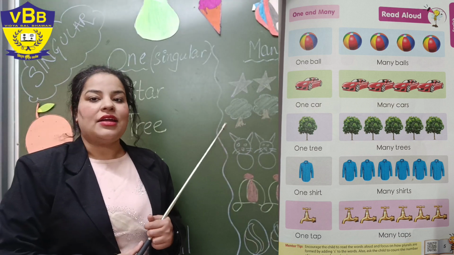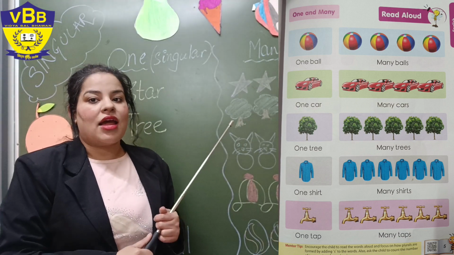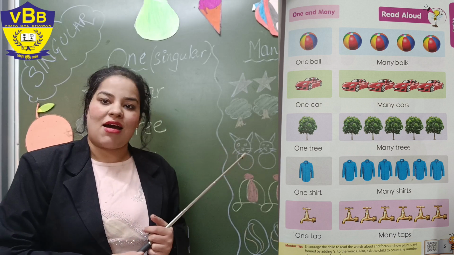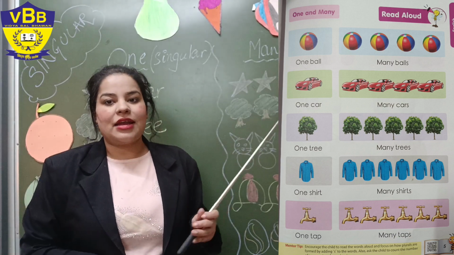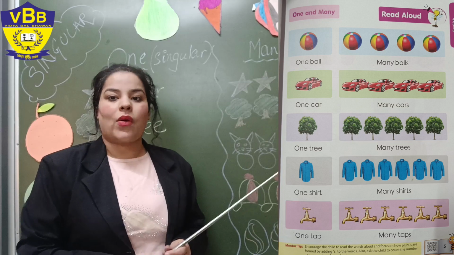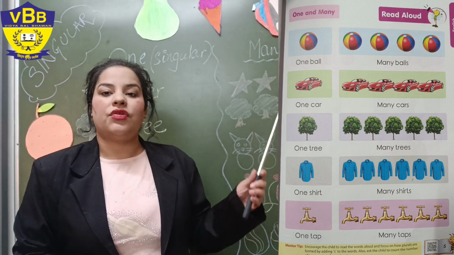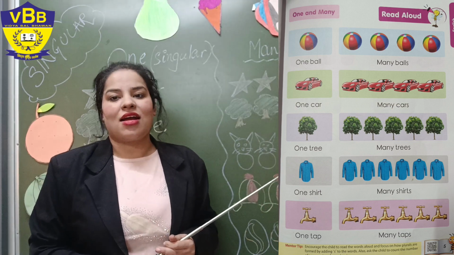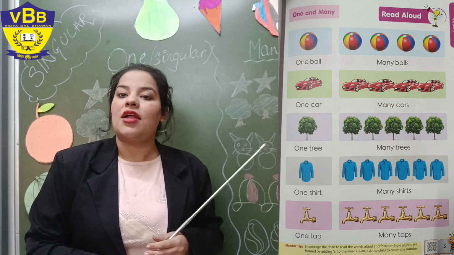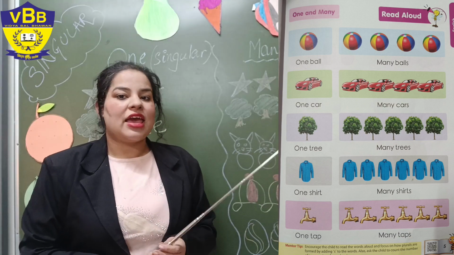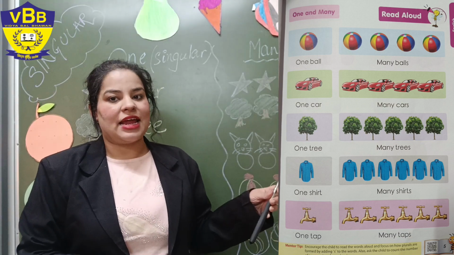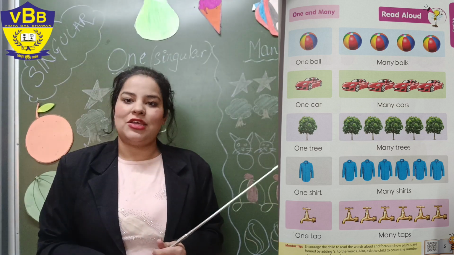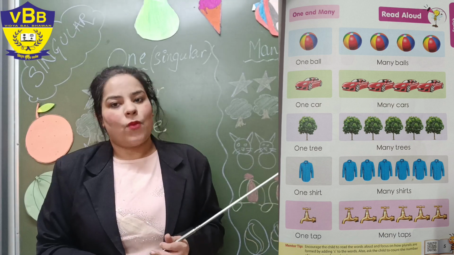On the left side, there is a car. And how many cars are there? One. So this is one car. And on the other side, how many cars are there? Let's count. 1, 2, 3, 4. So these are 4 cars, and we can say these are many cars. Here we also use S at the end of the word, because for many objects we generally use S at the end of the word.